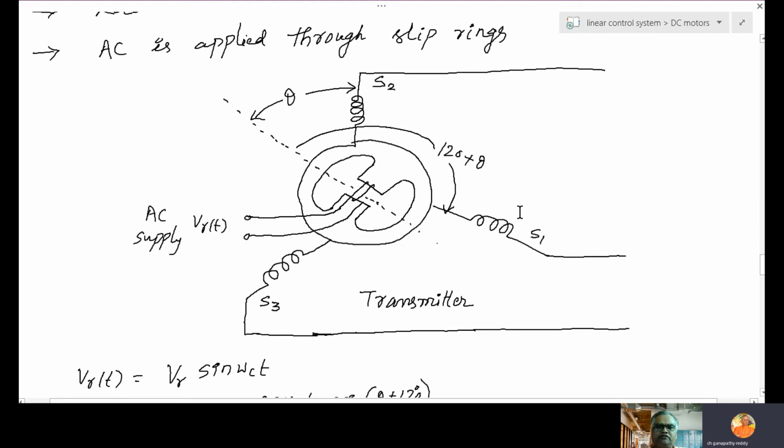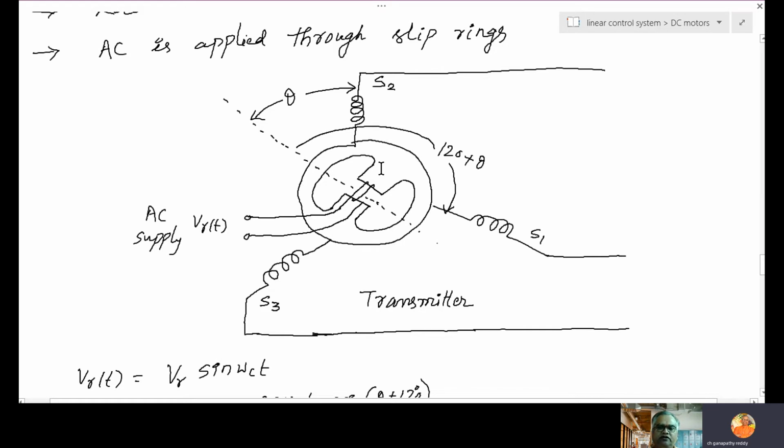So we have three coils, S1, S2, S3. Internally, on the rotor, the separation from one coil to the other is 120 degrees, 120 degrees, 120 degrees. Here we are applying an AC supply V_R(t). This rotor is rotating. Depending on the rotation of this rotor, the voltage across S1 and S2, S2 and S3, S1 and S3 will change.